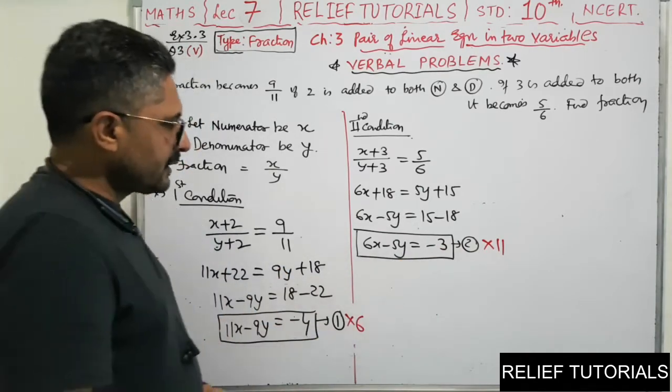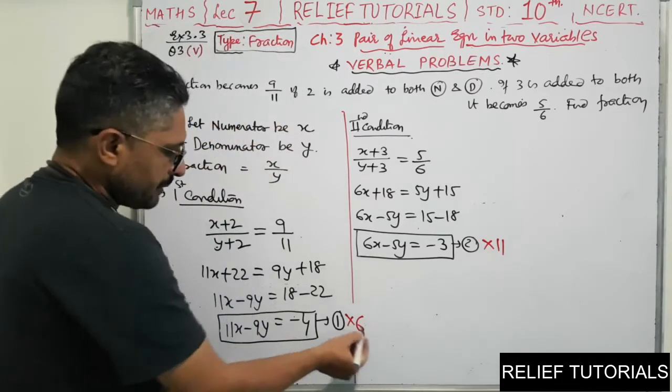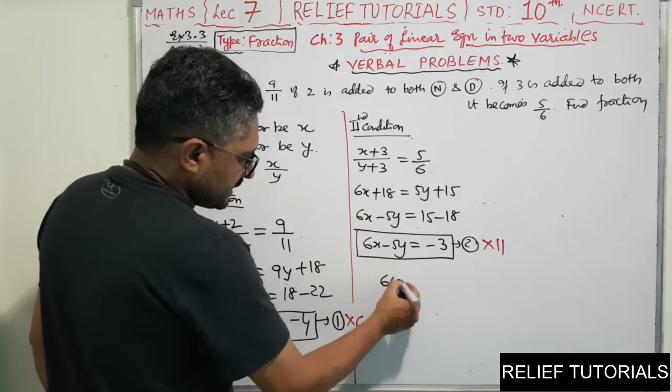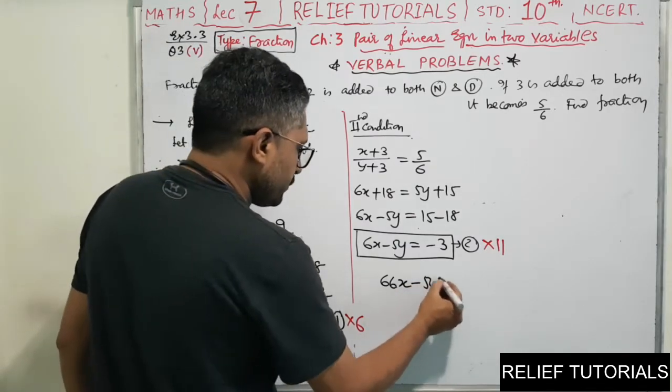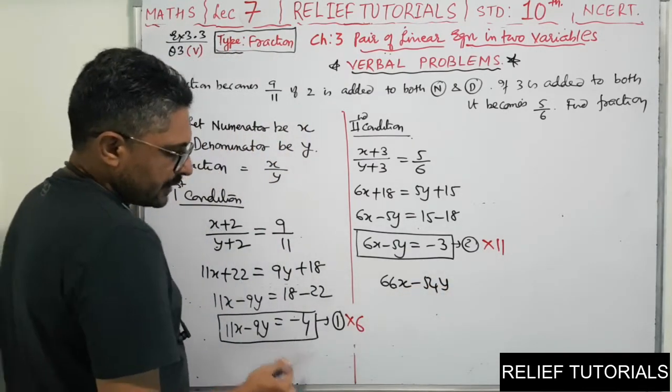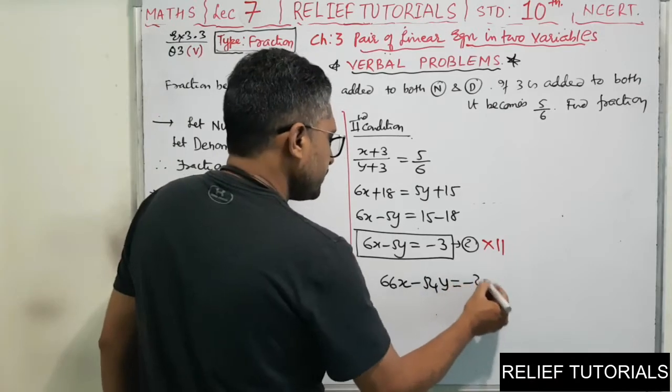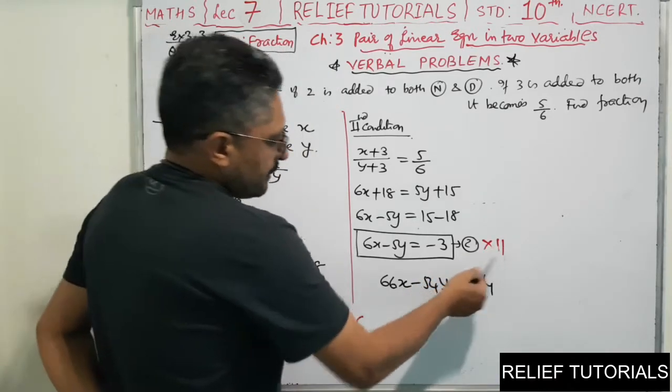So now what will you get? Which two equations will you get? You will multiply with 6. 6 sixes are 66x. 6 into 9, 9 sixes are 54, minus 54y. 6 fours are 24, so minus 24. Clear? Now this we are multiplying with 11.